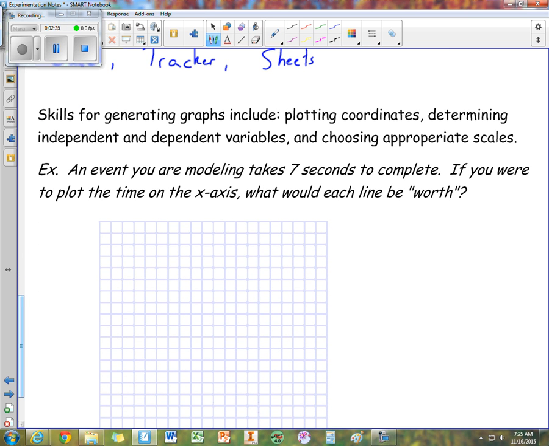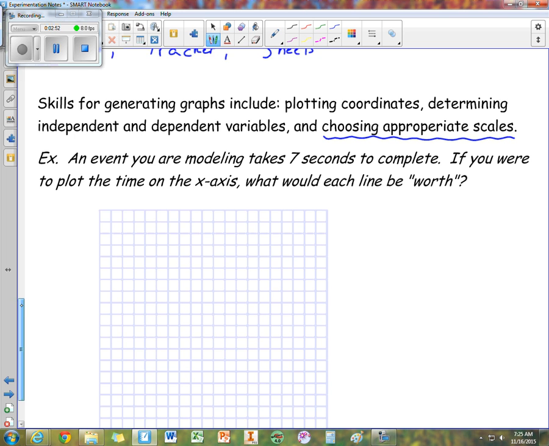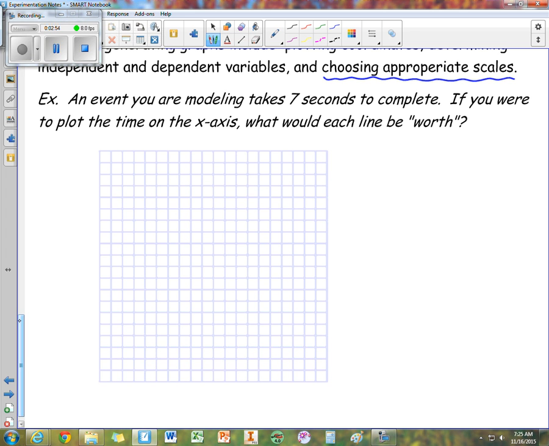Now, some skills you need to make a graph. You need to be able to plot coordinates, determine your independent and dependent variables, and then choose appropriate scales. And this is what I want to focus on real quick here, choosing appropriate scales. So, for example, let's say we're looking at an event, we want to model it, and it takes 7 seconds to complete. We want to plot that time then on the x-axis.